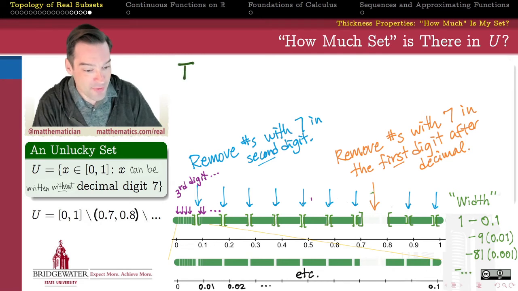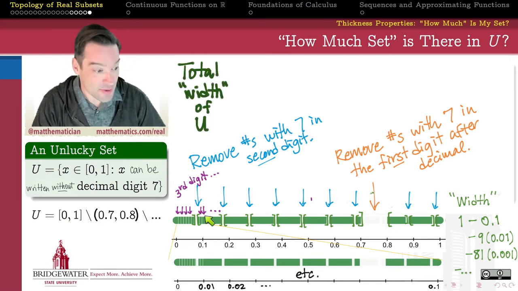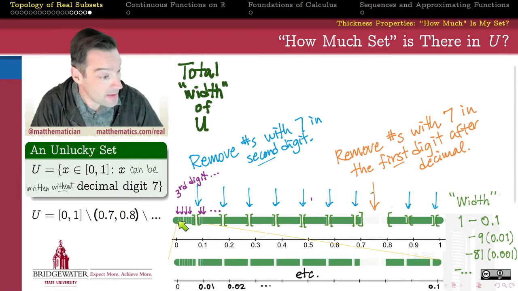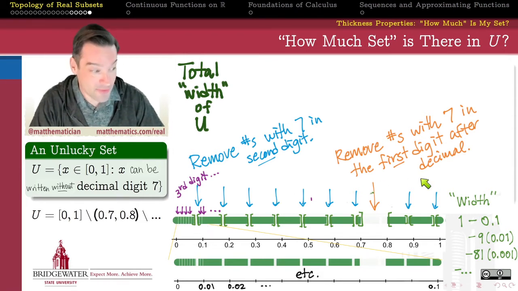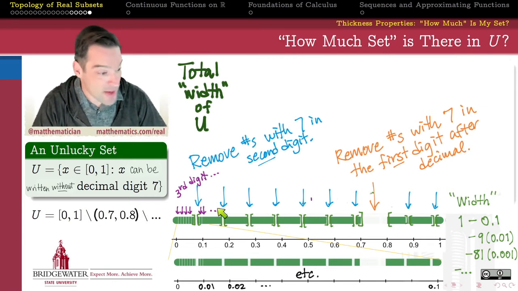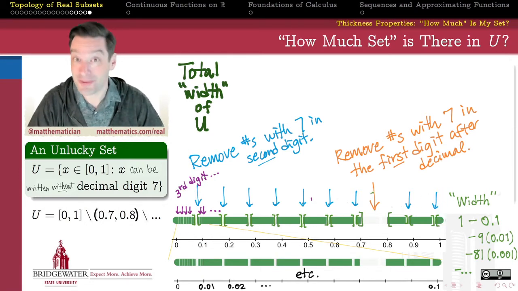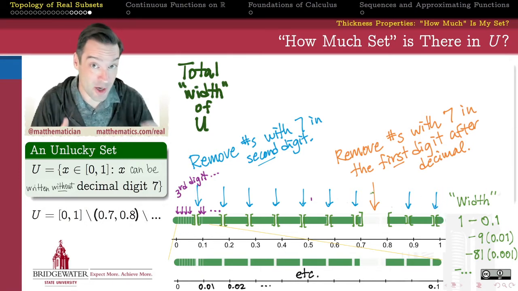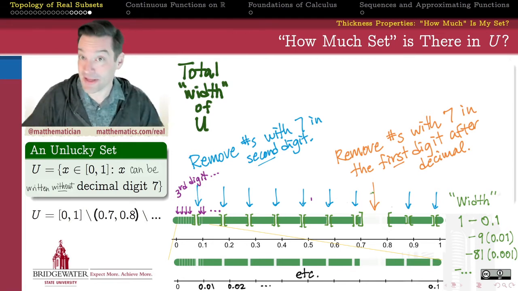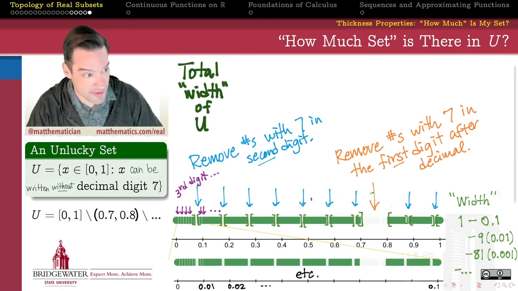And what's cool about this set, and also kind of scary about this set, is that it has this sort of fractal property to it. Right? Once I've completed this process and written everything that can be written without a decimal digit of 7, if I were to zoom in on just this interval from 0 to 0.1, it would look exactly the same as the entire interval from 0 to 1. So it has this self-similarity going on that should make us start to freak out that this set has some nasty, interesting properties that we might not be able to wrestle with yet.